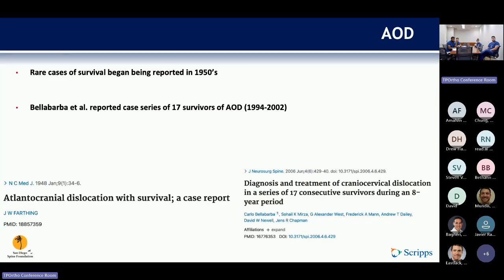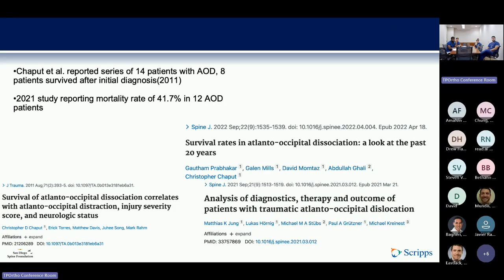So how far have we come with this? Well, we see some of the first reports of survival back in 1948, with only a few similar experiences throughout the years. However, as the years passed, mortality rates did seem to decrease. There was a recent study in 2021. Young reported a 41.7% mortality rate in their 12 AOD patients.